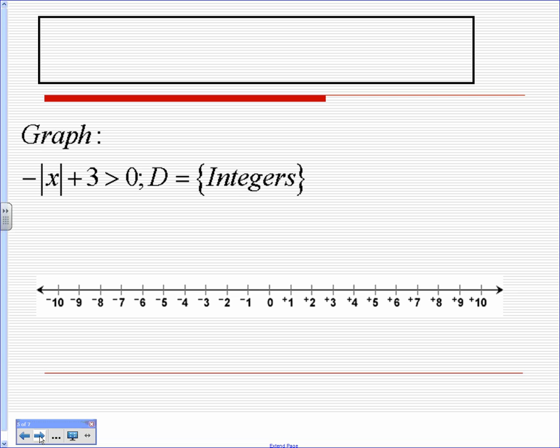Okay. Alright, so first off, is our absolute value by itself? So we need to get the absolute value by itself. So what would he do? Okay, so what does it become?